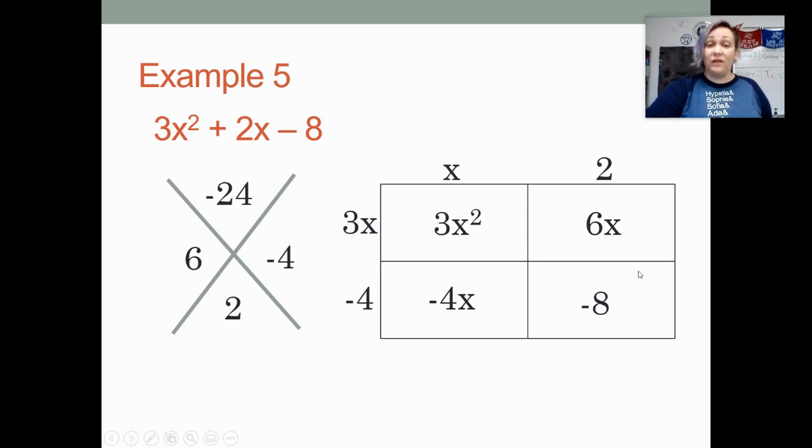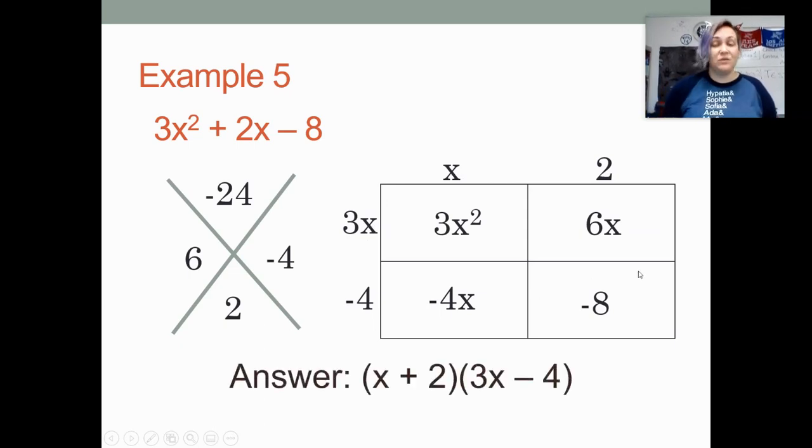And so for our final answer for this problem, we have the x plus 2 from across the top, and then we have the 3x minus 4 from down the side. Notice in our x, we had a 6, but there's no 6 in my parentheses, okay? So that's what makes this a little bit different.